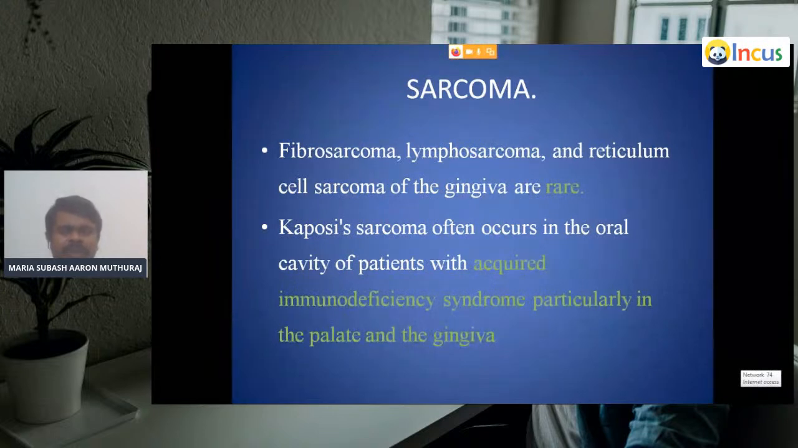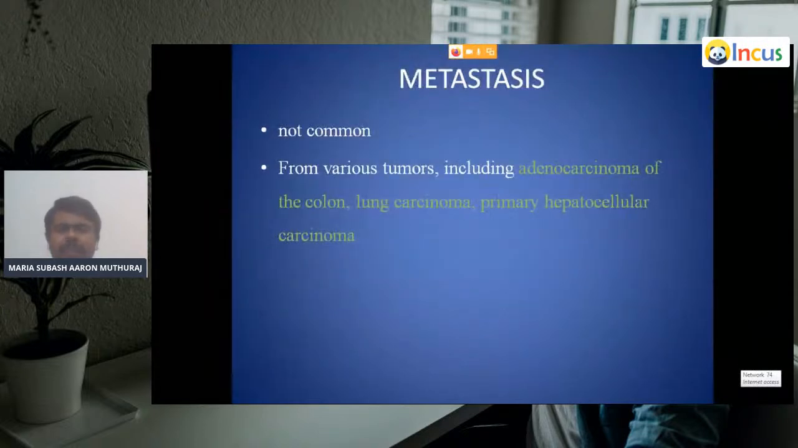It is commonly present in the palate and the gingiva. Metastasis from other tumors to the gingiva is also not common. Sometimes lung carcinoma, adenocarcinoma of the colon, and primary hepatocellular carcinoma are associated with metastasis to the gingiva, but this will be very rare.